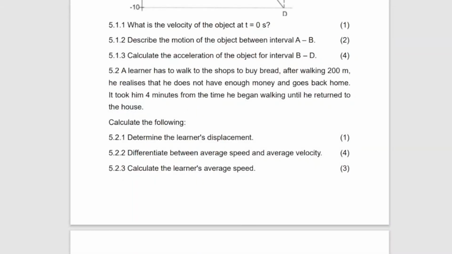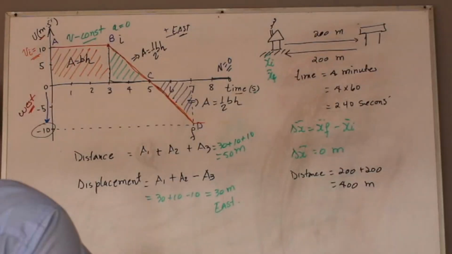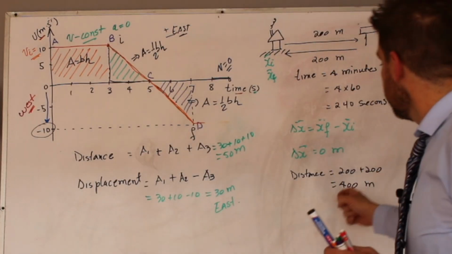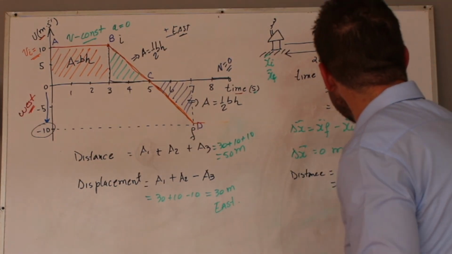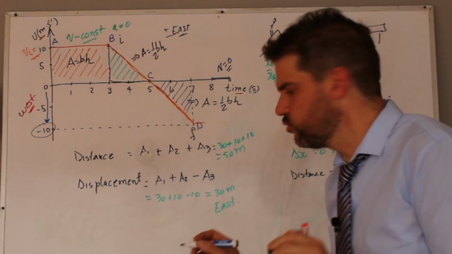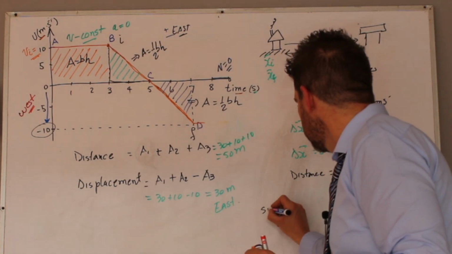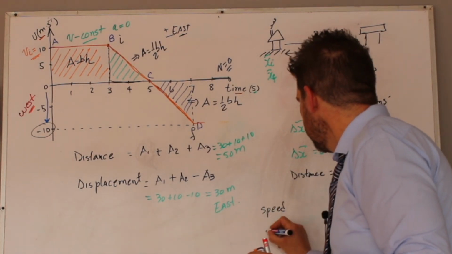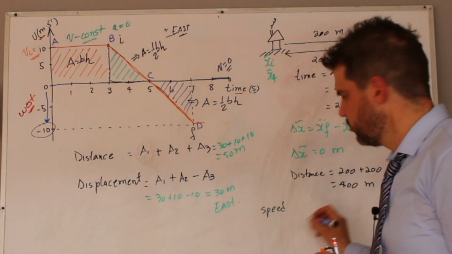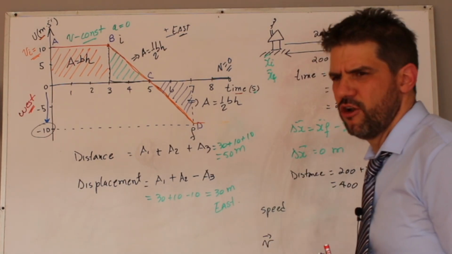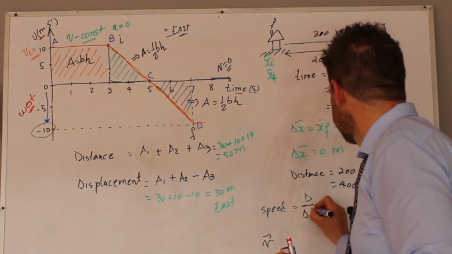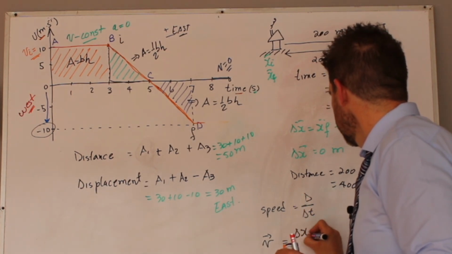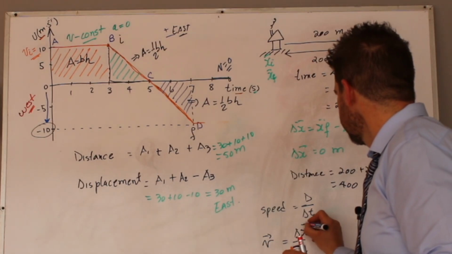They say differentiate between average speed and average velocity, and calculate the average speed. So for the average speed, you need the distance. That is why we stopped here. Okay, so now we go here, guys. What is the difference between average speed and velocity? I want to know. What are the differences? Let's speak about all the differences.